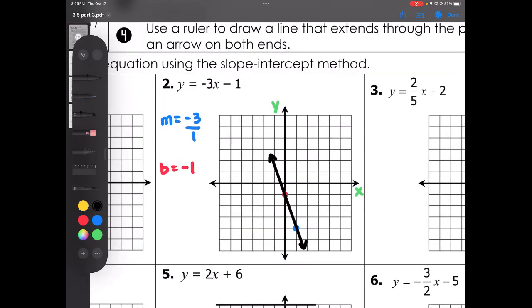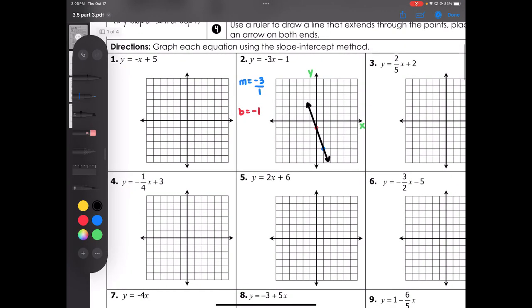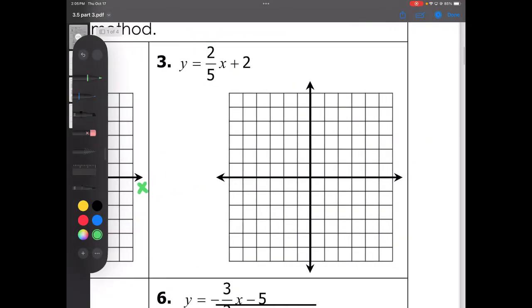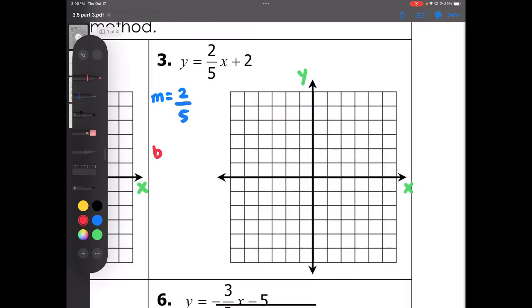Which one do you guys want to talk about? 3? 1? Okay, let's talk about 3. Put the axes. What is your slope? 2/5. It's both positive, right? Your y-intercept is 2. So where do I start on the y-axis? 2. Put that first point. Use your slope. Your slope tells you to go where first?